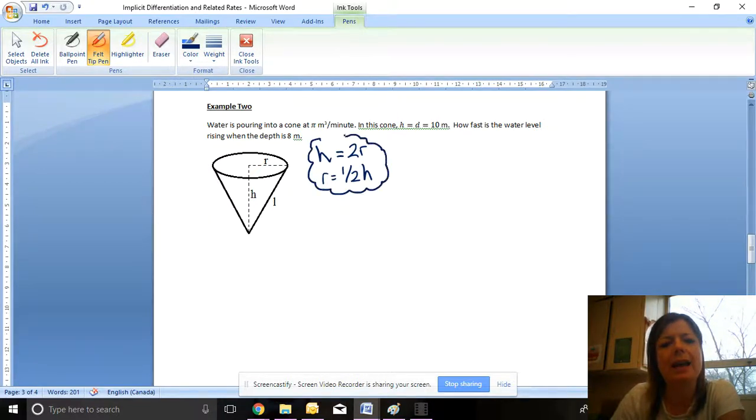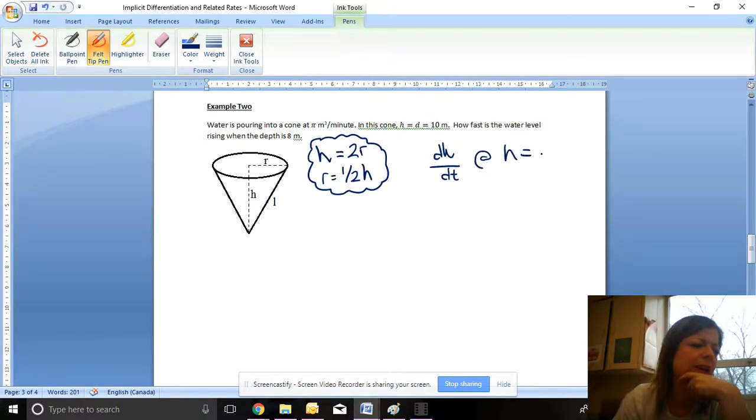Okay, and that's at any given point, right? Because it's in ratio with each other, this relationship is going to stay true. So how fast is the water level rising when the depth is 8 meters? So they want to know, what is dH dt when h is equal to 8? That's what they want to know.